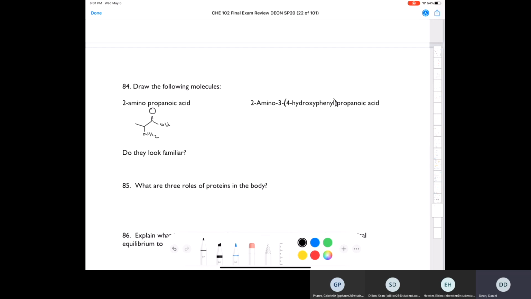Let me show you how you would analyze that. You'd start with the parent propanoic acid, so we'll start there. And then it says we've got a 2-amino, so we'll put the 2-amino. Then it says at carbon 3, so this is 1, 2, 3, we have a 4-hydroxy phenyl. So if we have a phenyl, which is this, and a 4-hydroxy, that means 1, 2, 3, 4. We've got a hydroxy out here. So that means this molecule would look something like this. And then it just says, do they look familiar? Let's make it simple. They are both amino acids.